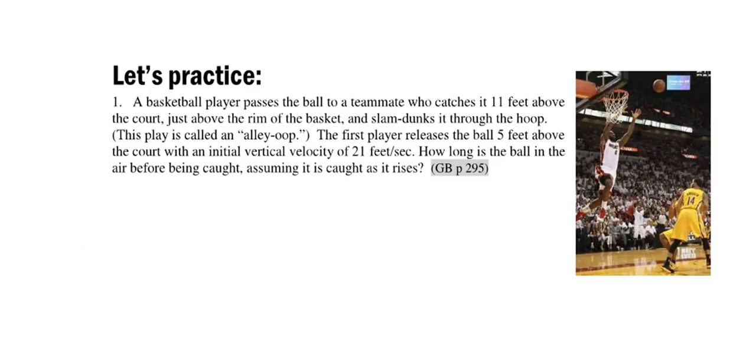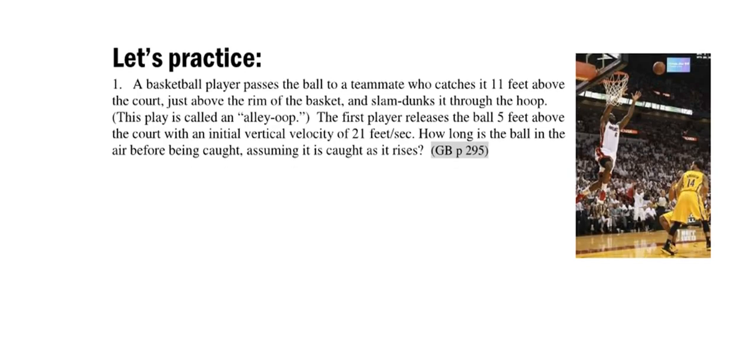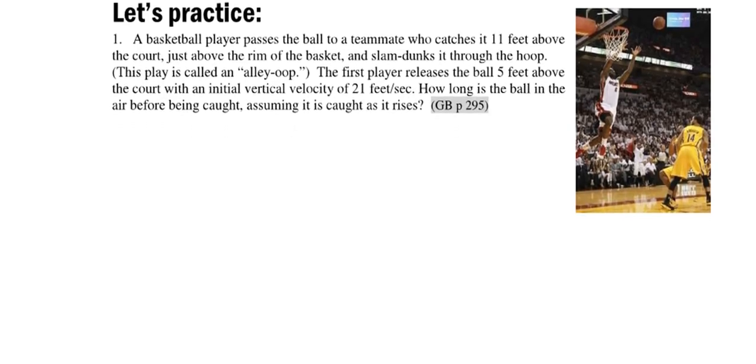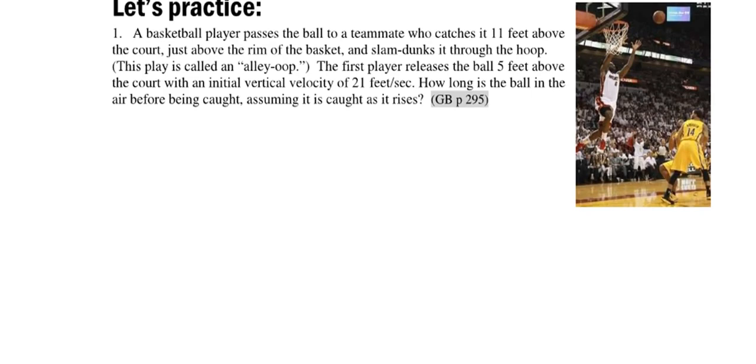Very good. Let's get right into a practice question. A basketball player passes the ball to a teammate who catches it 11 feet above the court, just above the rim of the basket, and slam dunks it through the hoop. This play is called an alley-oop. The first player releases the ball 5 feet above the court with an initial vertical velocity of 21 feet per second. How long is the ball in the air before being caught, assuming it is caught as it rises?